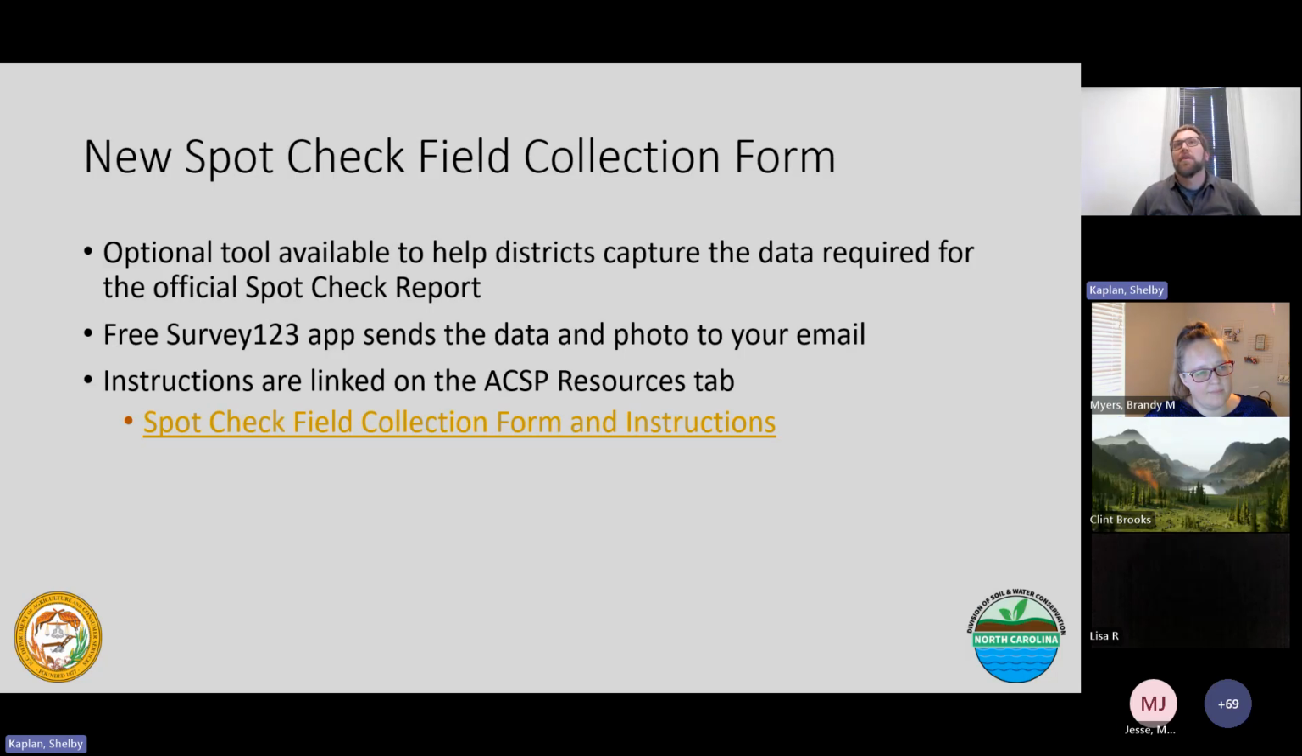It's a Survey 1, 2, 3. So if you've used those before, it works very similarly. It can work offline. But essentially what it does is it lets you go to each site and fill in the required information for your spot check form, and you can attach a photo, and then it will email that to you. So you can do one per site. It'll send all of it into your email so you can save it and then transfer it to your form site form.